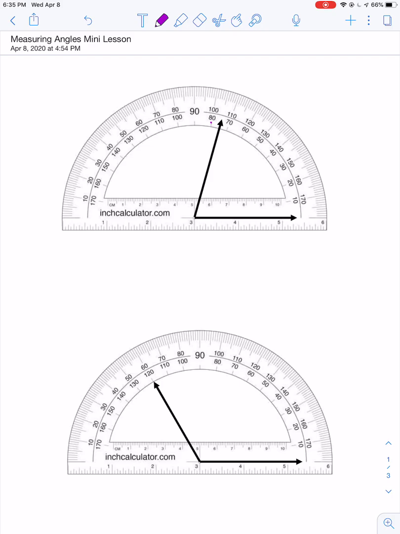So the first thing that you want to do when you see an angle is determine if it's acute, obtuse, straight, or a right angle. Looking at this, I can tell that it is an acute angle, and that means it's going to be between 1 degree and 89 degrees.